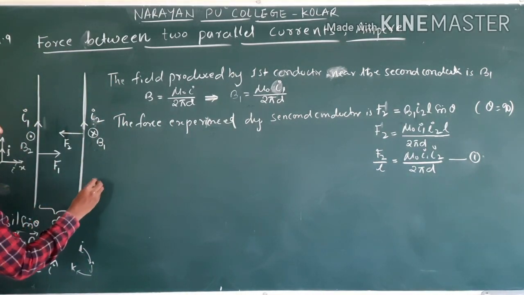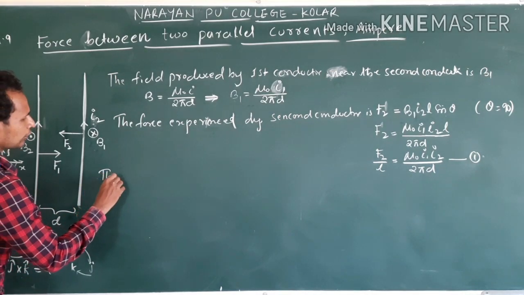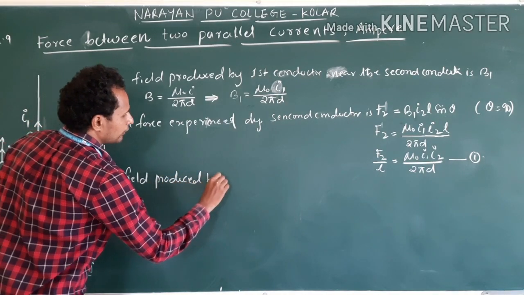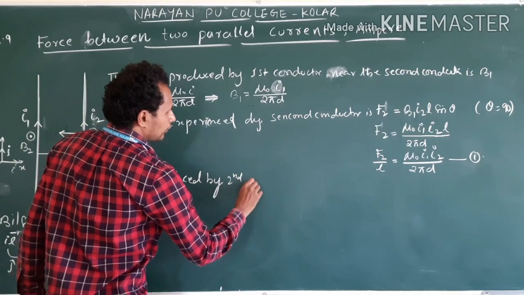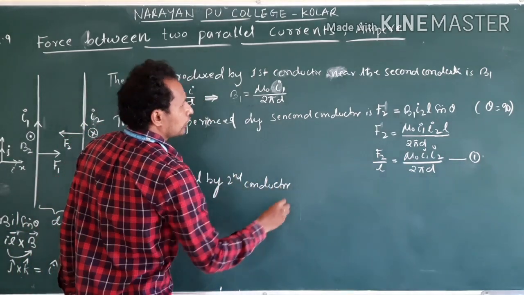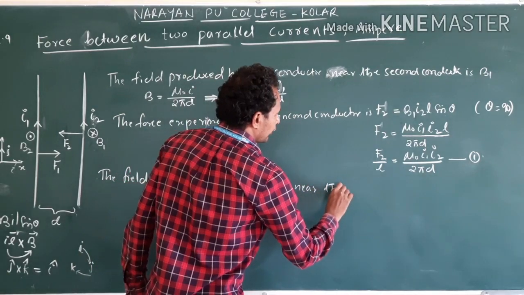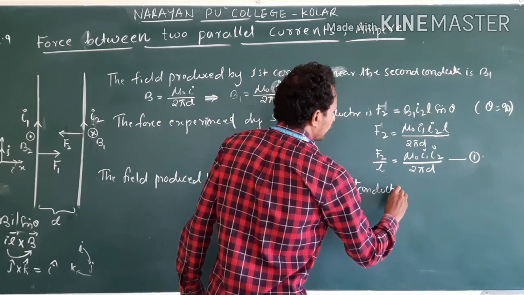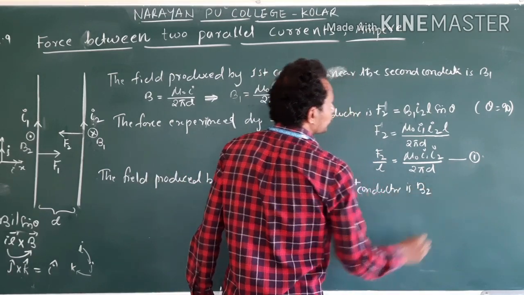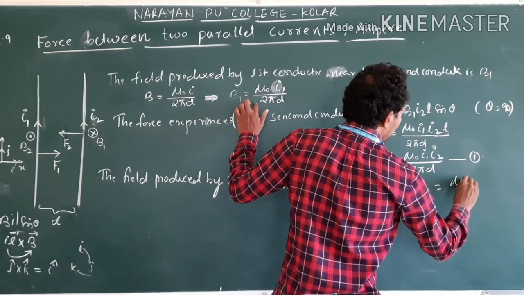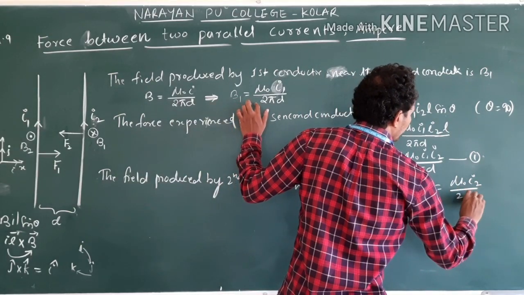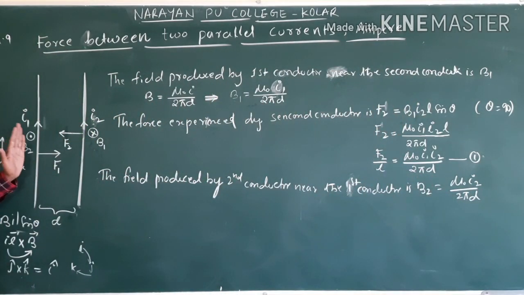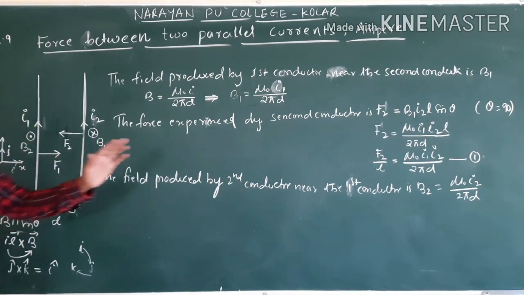If you follow the same description, this I have written for second conductor. If you write for first conductor, how do you write? Say the field produced by second conductor near the first conductor is, what is that? B2. B2, how do we write directly? Mu naught I2 by 2 pi d. This we are writing for first conductor. First conductor experience, which field acting? B2 is acting. So I written B2.